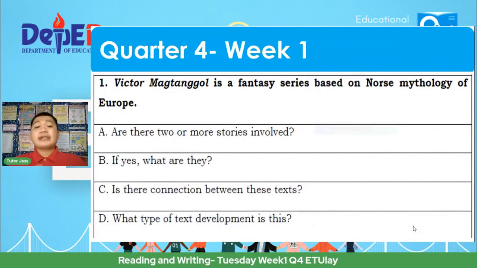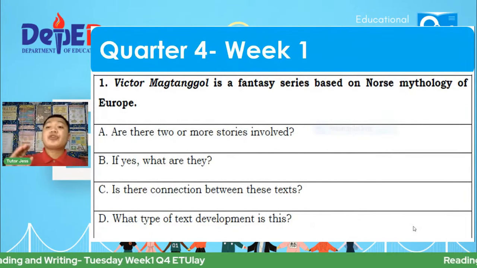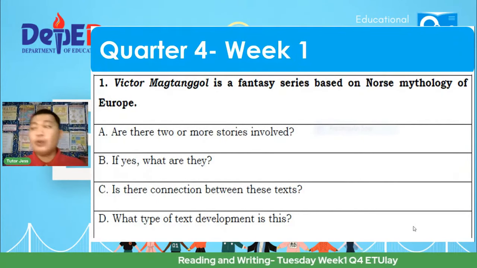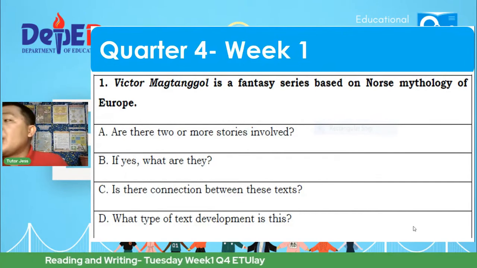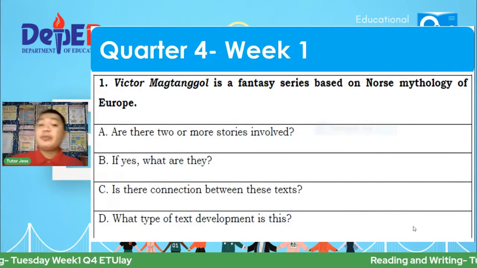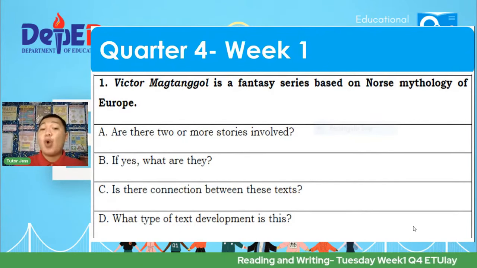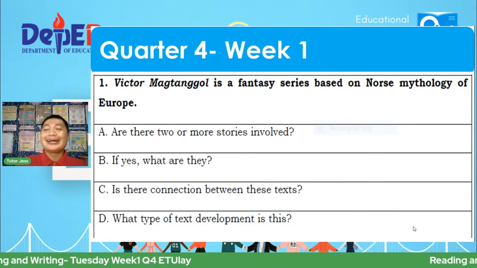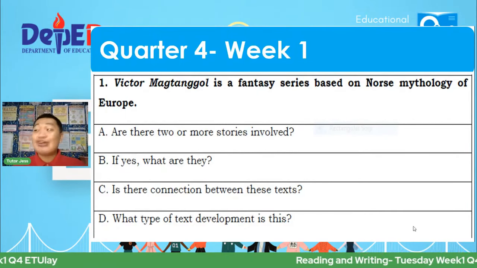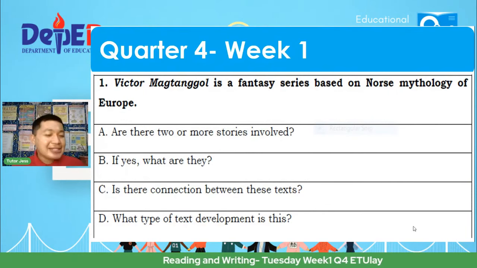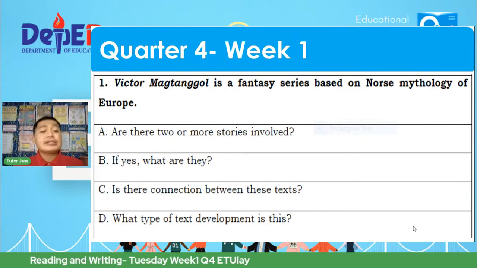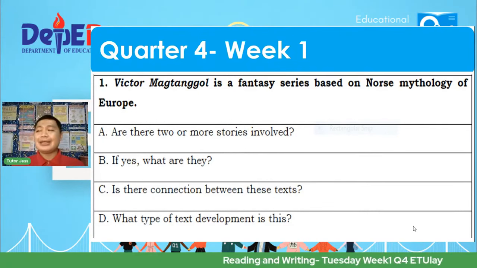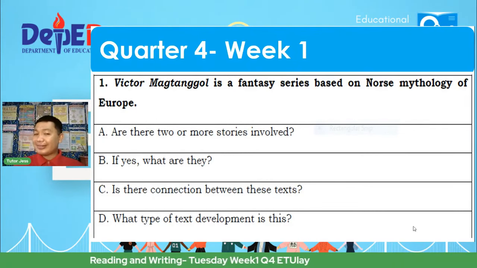Number one, Victor Magtanggol is a fantasy series based on a Norse mythology of Europe. Letter A. Are there two or more stories involved? Hello, class, or from the viewers, who can answer this? Okay, meron bang two or more fantasy series na makikita natin dito? Rialin, hello! If yes, what are they? C. Is there a connection between these texts? D. What type of text development is this? Steady nga lang natin, Rialin, kung ano ang iyong sagot.